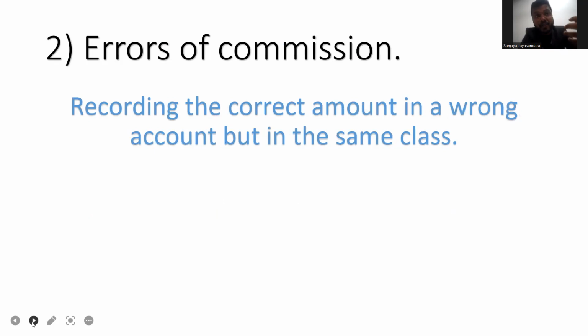The second error is errors of commission. That is recording the correct amount in a wrong account, but in the same class. Say payment of electricity expense for $500 has been recorded in telephone expense. So it is recording the correct amount in a wrong account, but in the same class, the same category. So we eliminate it from the wrong account and we record it in the correct account.